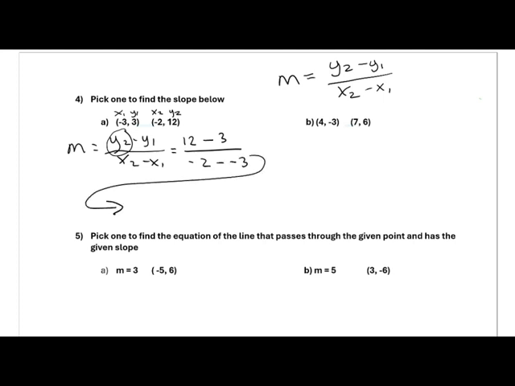Okay, I'm going to rewrite it down here. 12 minus 3. Okay, so I'm just going to write 12 minus 3. I'm going to simplify first. Negative 2 minus negative 3. These two turn into a positive. It's best to rewrite it and do one step at a time. I keep going. 12 minus 3 is 9. Negative 2 plus 3 is 1. That's the same thing as 9. So my slope is 9. M means slope.